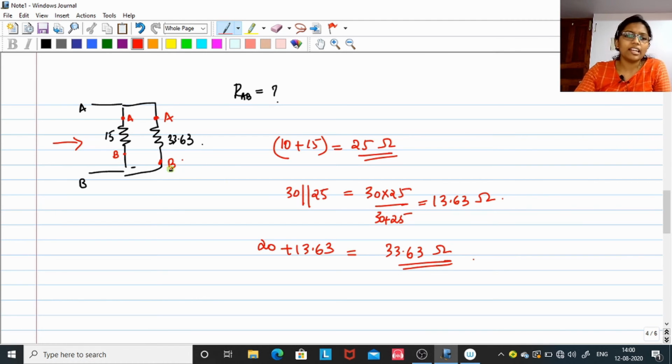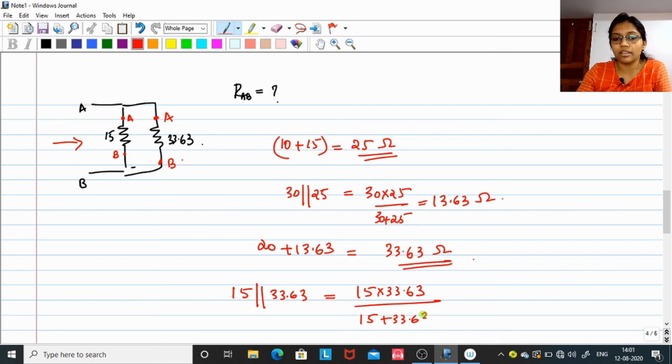Okay. Finally, again, these are two resistors having the same endpoints. So they are in parallel. 15 is parallelly connected to 33.63. The rule is 15 into 33.63 divided by 15 plus 33.63. Your value comes to about 10.37 ohms. This is how you reduce a resistive circuit. Fine.